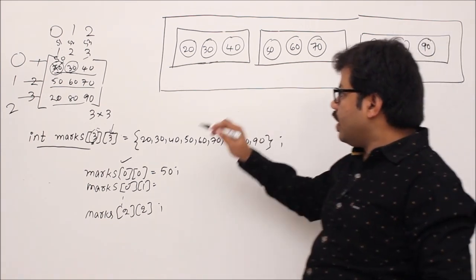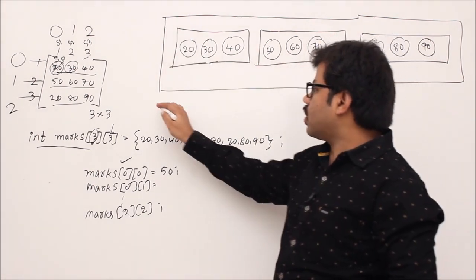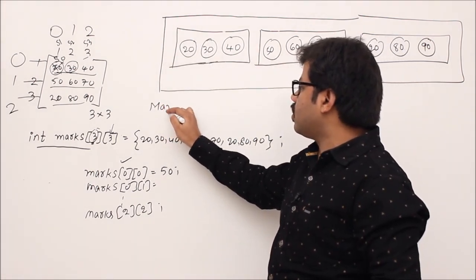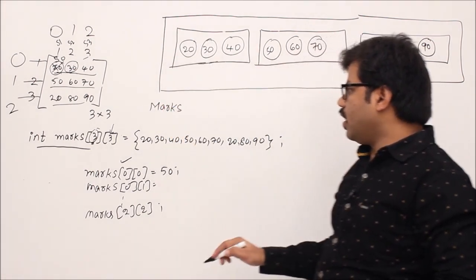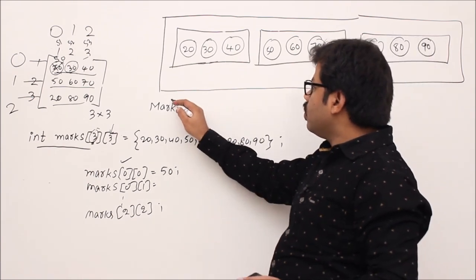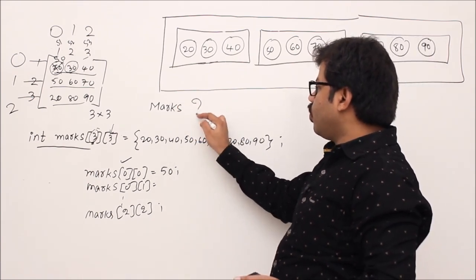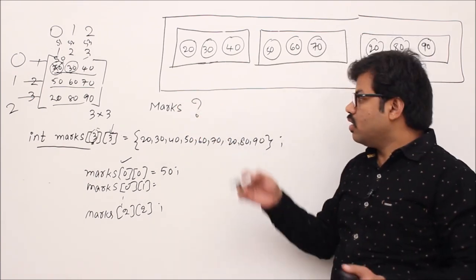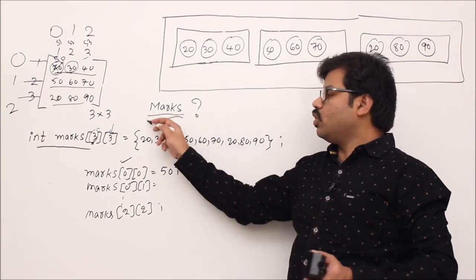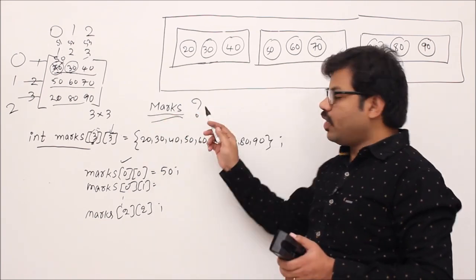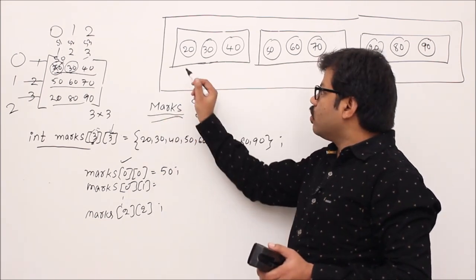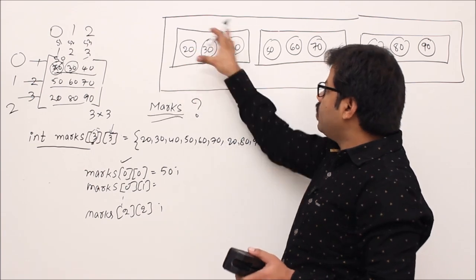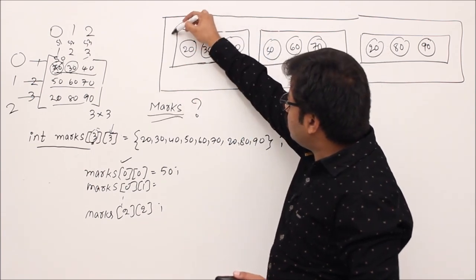This is what happens. Now this entire array's name is marks. You can interpret marks like this: marks is a pointer to this kind of object. Now question number 1, what is marks? How to interpret marks? You can interpret marks as a pointer to these things. So this is an object.